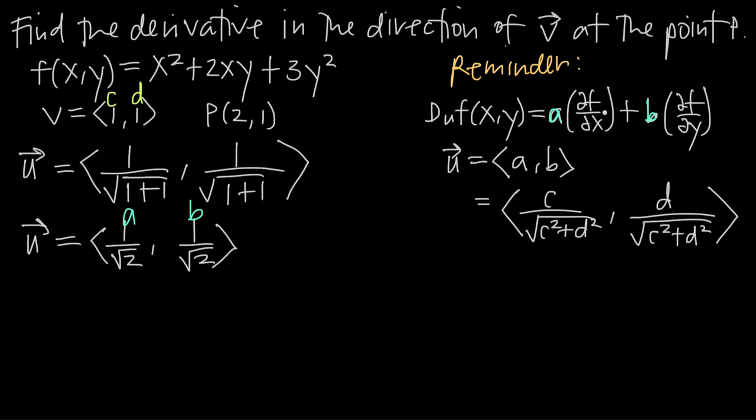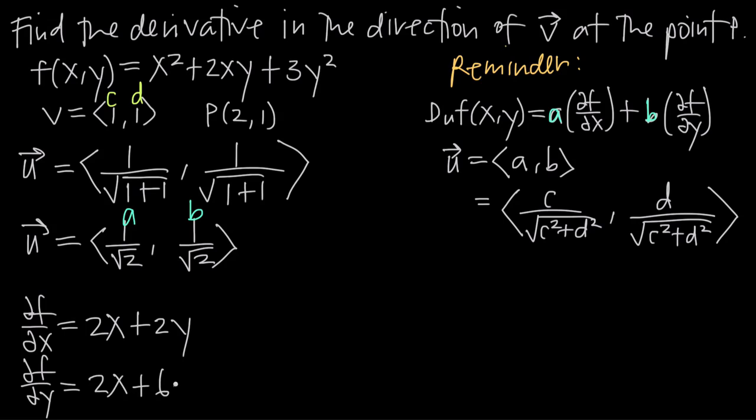So now we just need to find our partial derivatives, the partial derivative of f with respect to x and of f with respect to y. Coming back to our original multivariable function, if we take the derivative with respect to x, we get 2x plus 2y, and the derivative of 3y squared is 0 because there's no x variable involved. The partial derivative of f with respect to y is going to be 0 for the x squared, plus 2x, and then plus 6y.